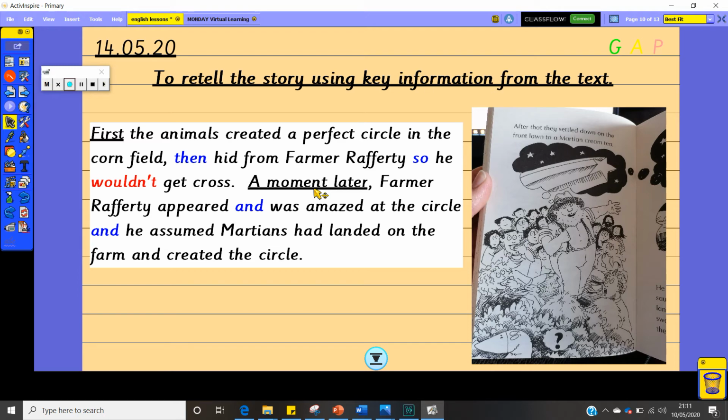We've got then, so, and highlighted in blue. Can anybody say why they are highlighted in blue? If you think it is because they are joining words, then you are absolutely right. Well done, everyone. They are joining words. Well spotted. And finally, you have got one word there that is written in red. Does anybody know why it's written in red?